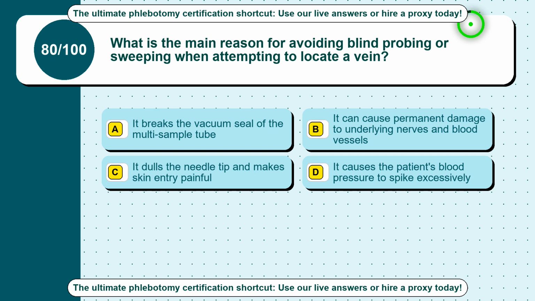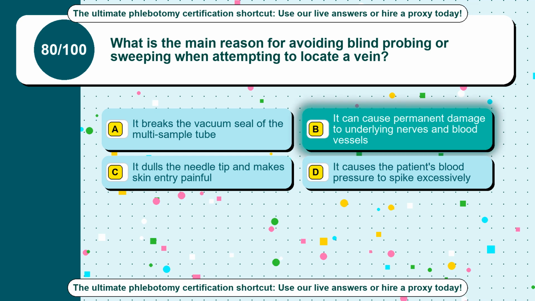Question 80. What is the main reason for avoiding blind probing or sweeping when attempting to locate a vein? Option A, it breaks the vacuum seal of the multisample tube. Option B, it can cause permanent damage to underlying nerves and blood vessels. Option C, it dulls the needle tip and makes skin entry painful. Option D, it causes the patient's blood pressure to spike excessively.